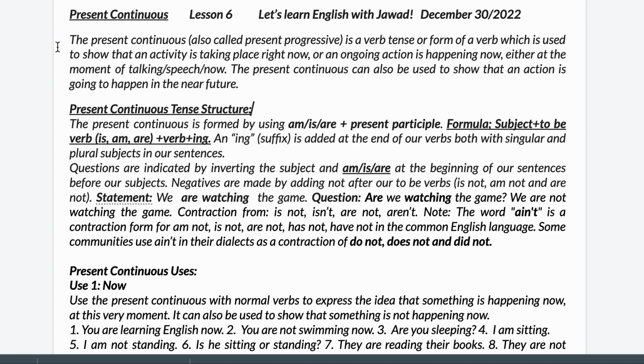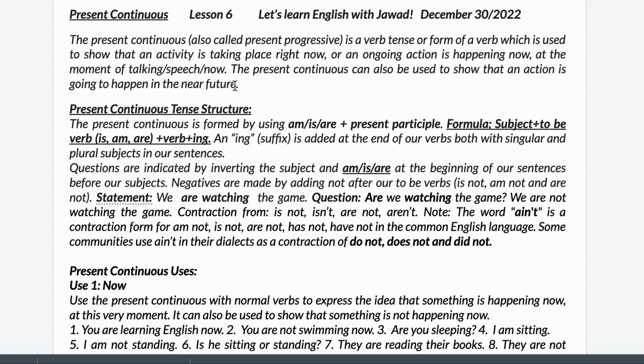The definition is here. It says that the present continuous, also called present progressive, is a verb tense or form of a verb which is used to show that an activity is taking place right now, or an ongoing action is happening right now, either at the moment of talking. So the present continuous can also be used to show that an action is going to happen in the near future. So what it means is an action or activity that's happening right now as we speak.